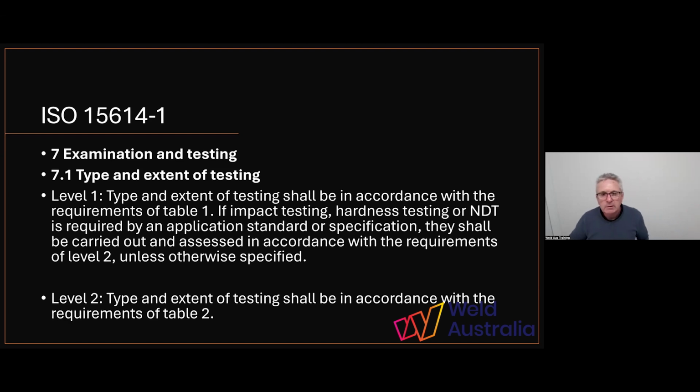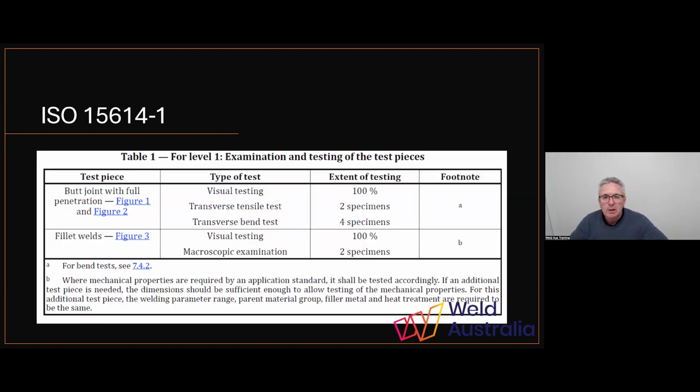All right. So level 2, type and extended testing shall be in accordance with the requirements of table 2. So you'll have a look in the standard and you'll see 2 tables. So table 1, very, very small, and it's basically saying a butt joint full penetration. We're required to do visual testing 100%. We have to do a transverse tensile test. We need 2 specimens, and a transverse bend test. We need 4 specimens. Now it says there A, footnote, bend test C's clause 7.4.2.